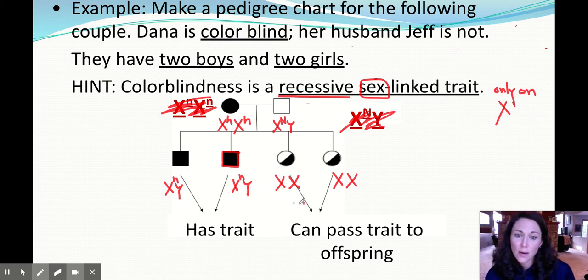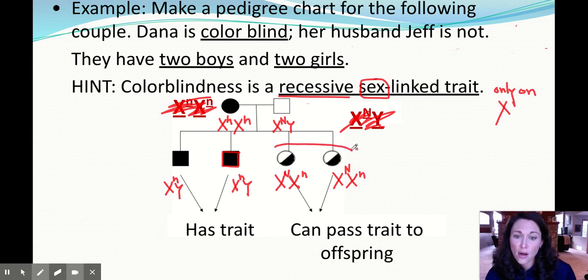Let's take a look at what happens with the girls over here. The girls get one of their X chromosomes from their dad. That's how they became girls in utero. And they get an X chromosome from their mom. And notice, mom can only give them a lowercase n. So these girls are going to be X capital N, X lowercase n.